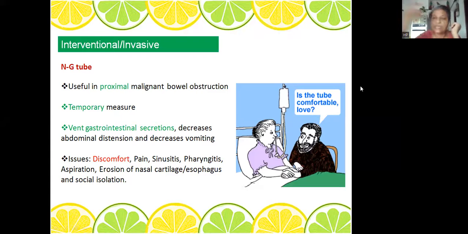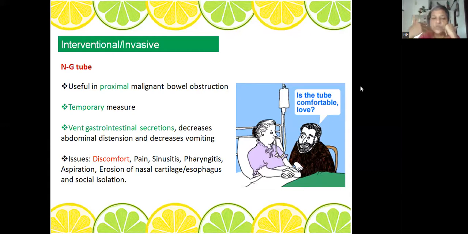Because all the gastric fluids and stomach contents come out, the abdominal distension decreases and the vomiting also decreases. The issues are discomfort and pain. You all know when we pass an NG tube, most of the time I have come across patients saying, "Please, can you remove this? I feel very discomfortable with this."